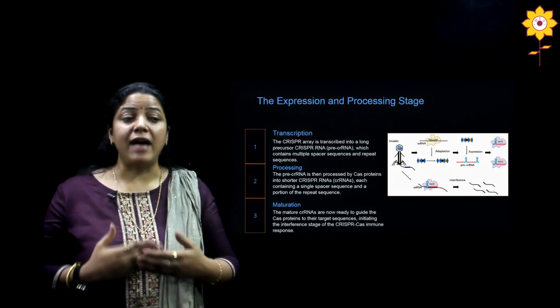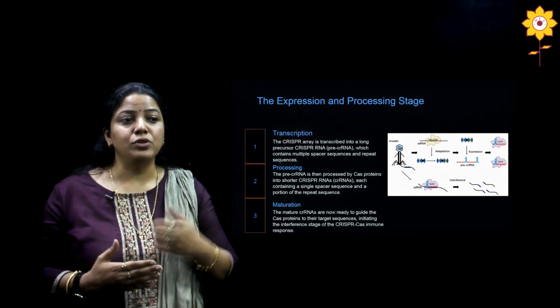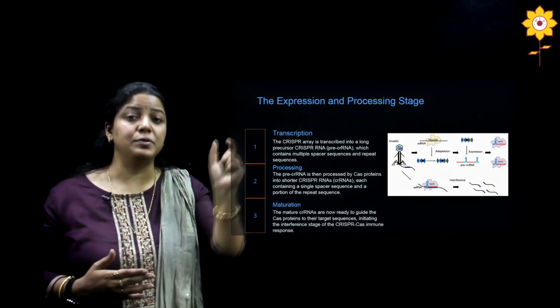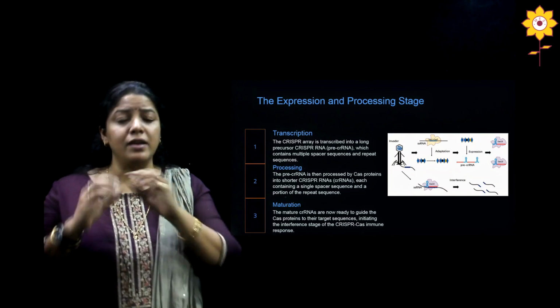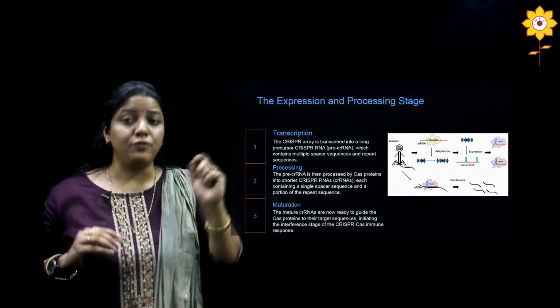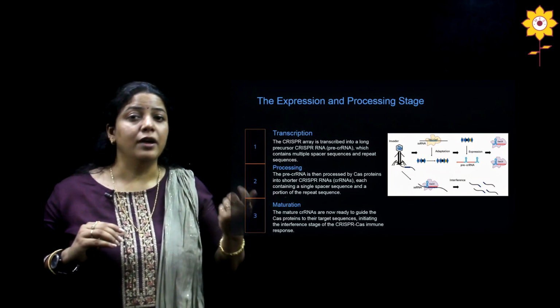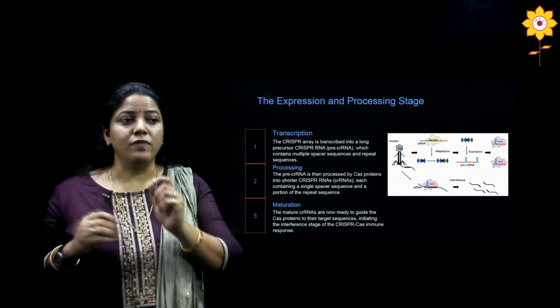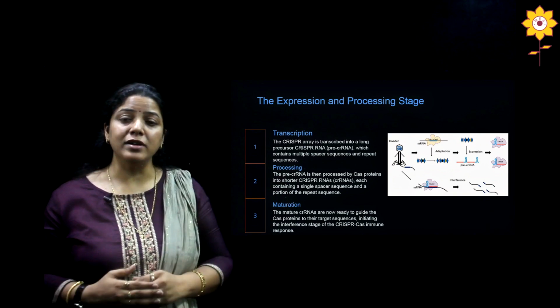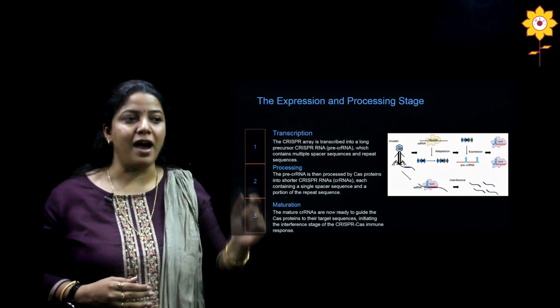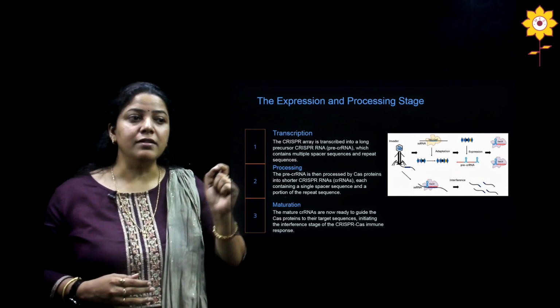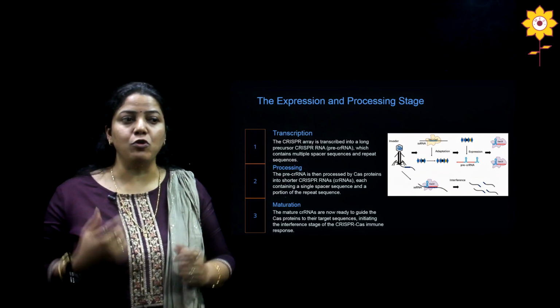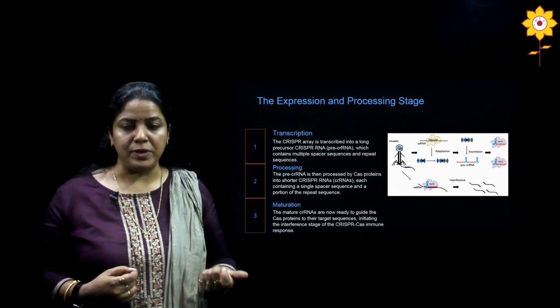Then you would have the processing into shorter CRISPR RNAs, because every RNA is going to be specific for different types of target sequences. So each of them would be processed and broken down into shorter CRISPR RNAs, each containing a single spacer sequence and a portion of the repeat sequences.